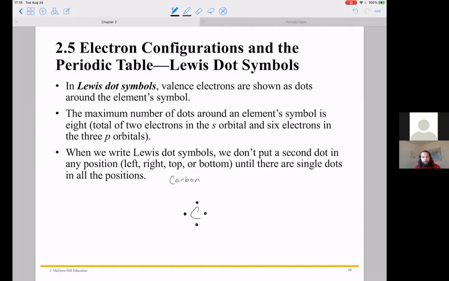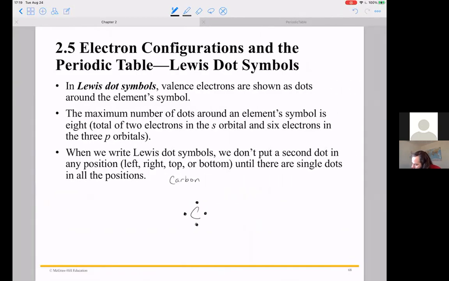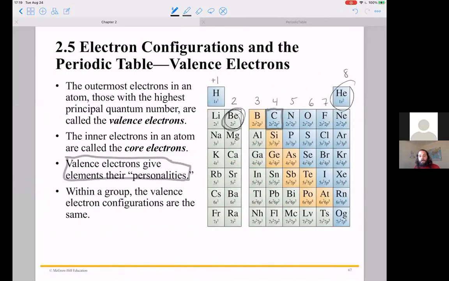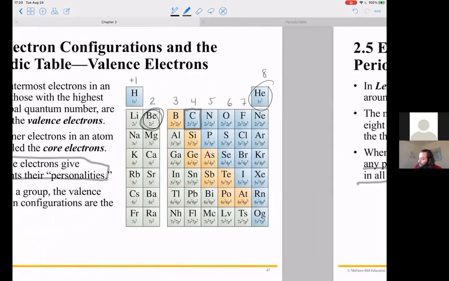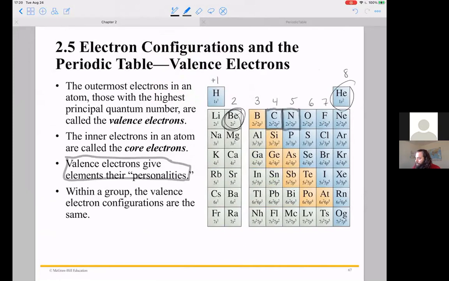Okay. If it had fewer, let's do a simpler example, something like beryllium, which has 2 valence electrons. So that's this guy here, has 2 valence electrons. We tend to put them on opposite sides. Really, it doesn't matter as long as you follow this rule here, which is you don't put a second dot in the same position until everything has a dot in a single position, okay? So again, this would be carbon, so it has 4. What if I go one more and have 5? So for example, nitrogen will have 5.